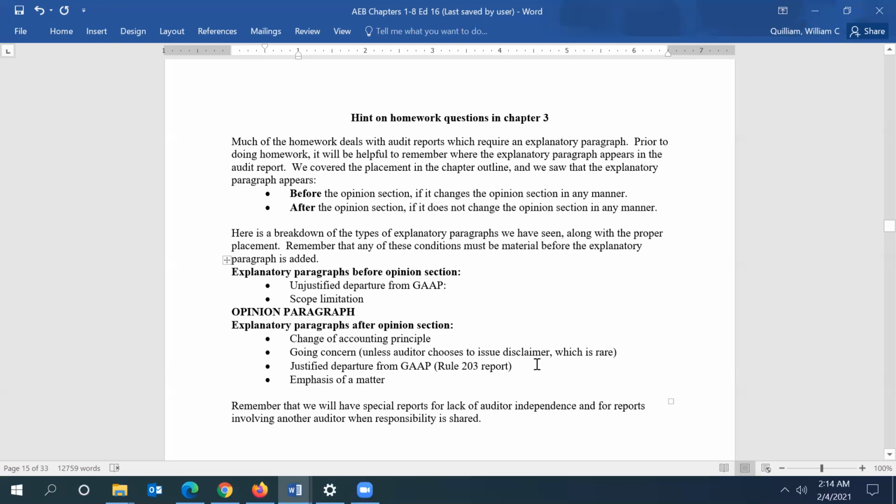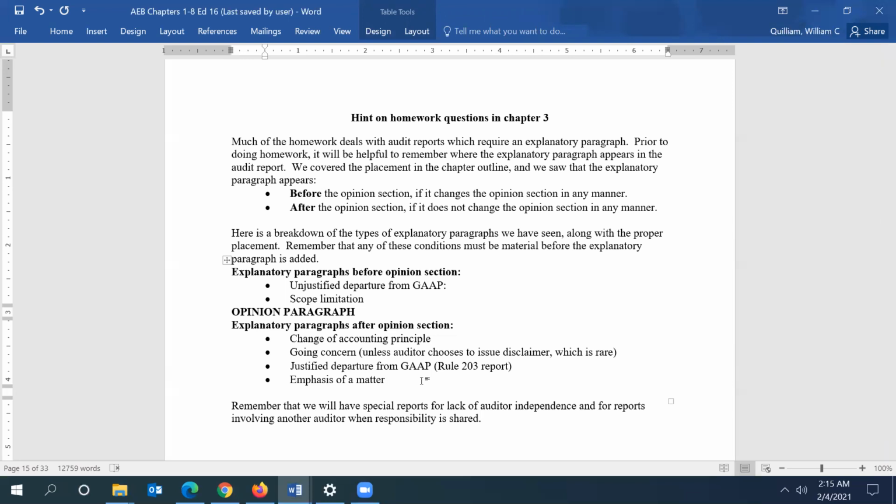Then justified departure from GAAP, it's a Rule 203 report, such as a client who is on the cash basis or income tax basis or IFRS basis. So again, more about those in Chapter 25. We won't worry further about them for now. Then finally, emphasis of any matter the auditor desires.